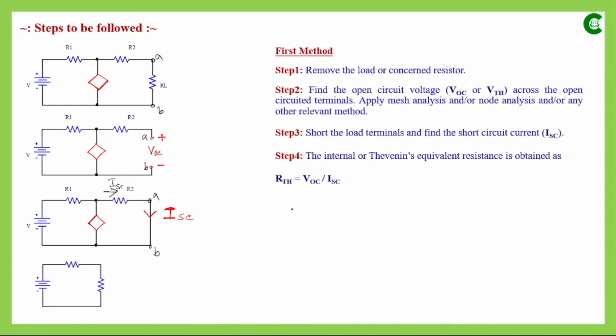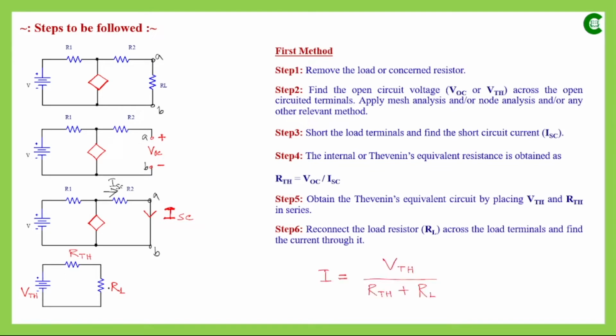Now after finding out the VOC or VTH and RTH, we will draw the simplified circuit which will have the VTH and RTH in series, and with that we will reconnect the load resistor RL, and we can easily find out the current value, which will be VTH divided by RTH plus RL.